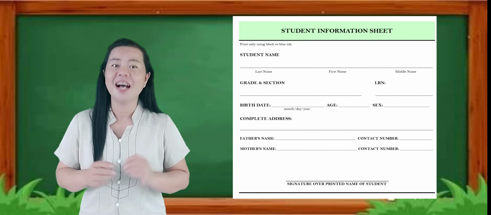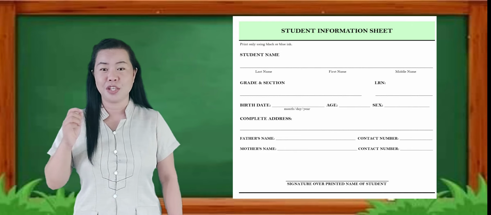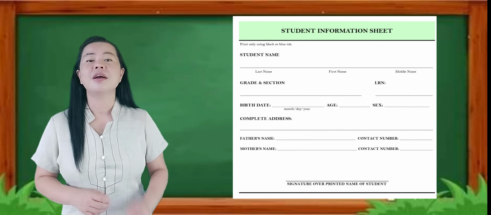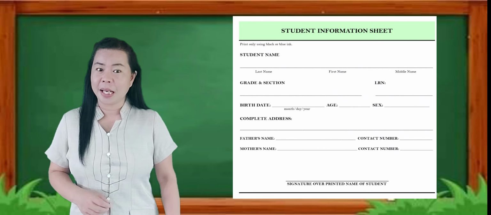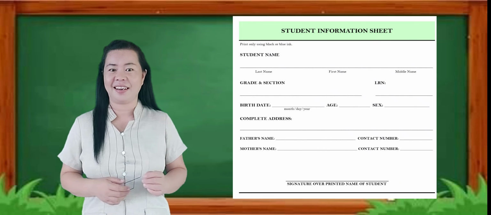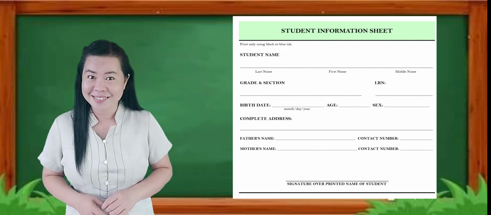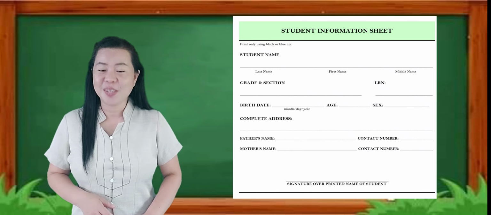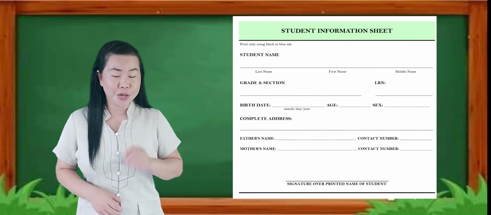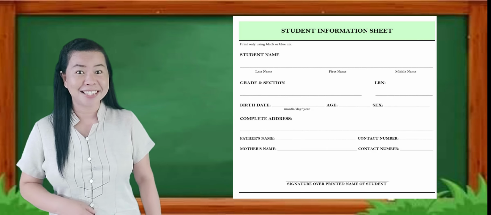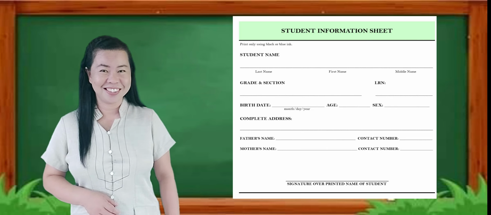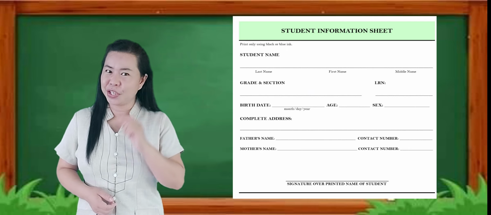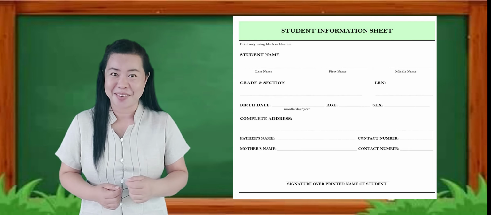Okay, time is up. Let's now go over the form that you have just filled out. It goes with an instruction, print only using black or blue ink. Did you follow it? Very good. Now, let's go to the student name. Did you write your family name in the last name portion? Great, very good. For your first name, I'm sure you wrote your given name.